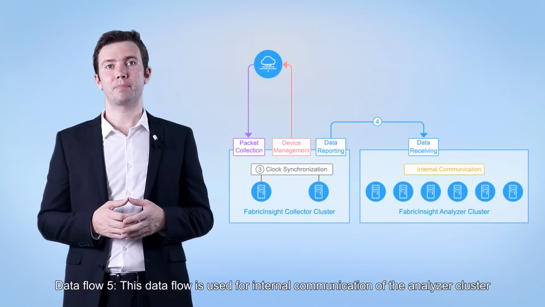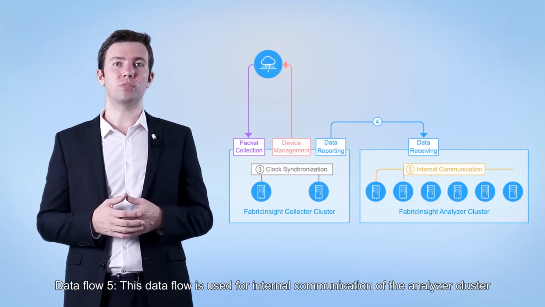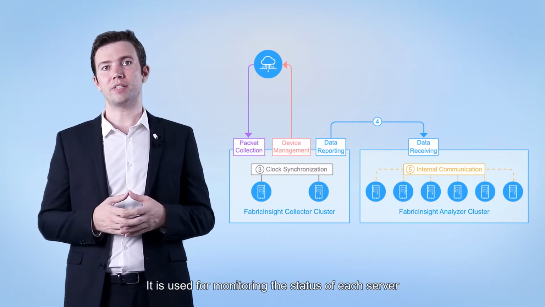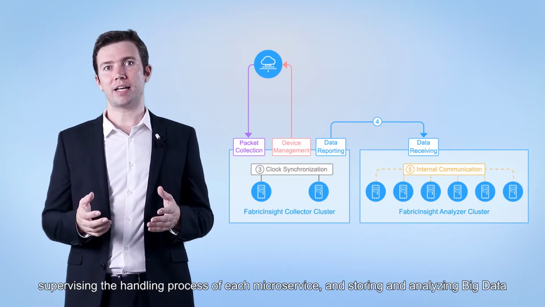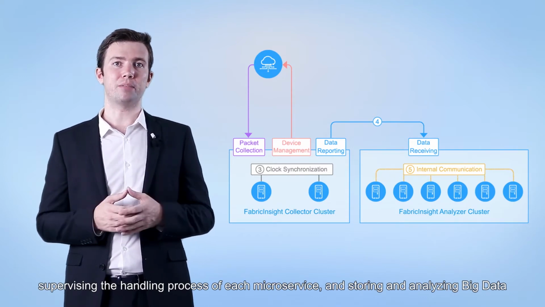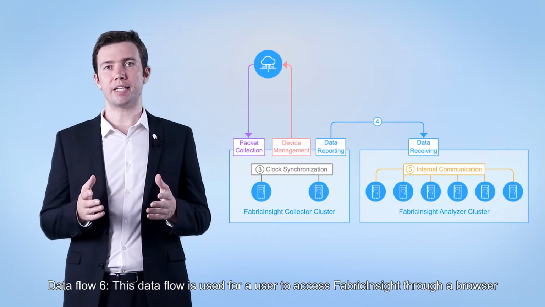Data flow 5. This data flow is used for internal communication of the analyzer cluster. It is used for monitoring the status of each server, supervising the handling process of each microservice, and storing and analyzing big data.